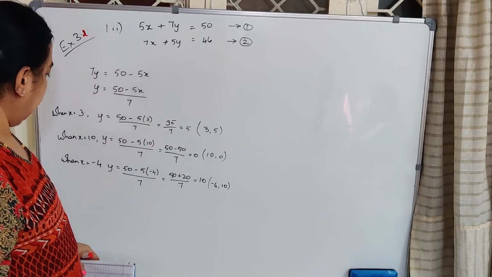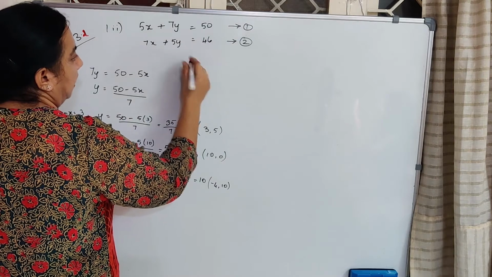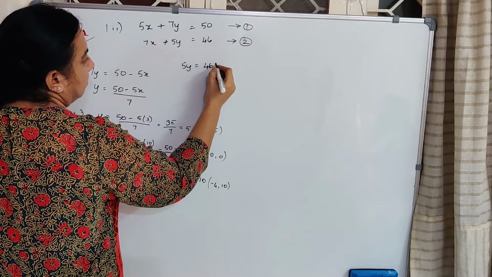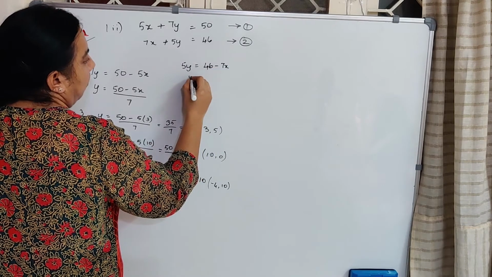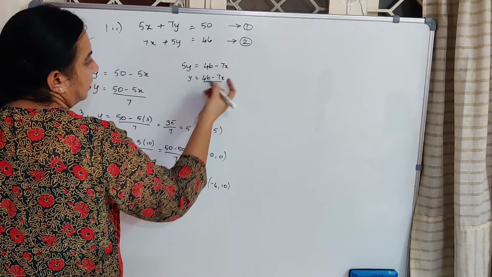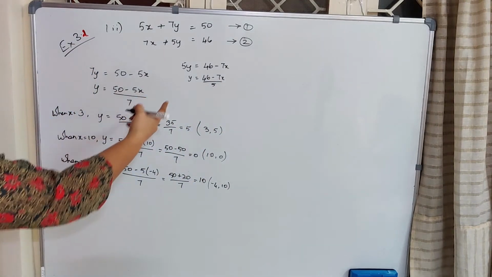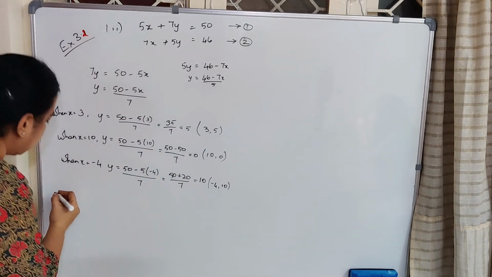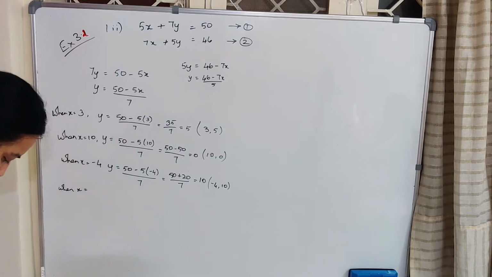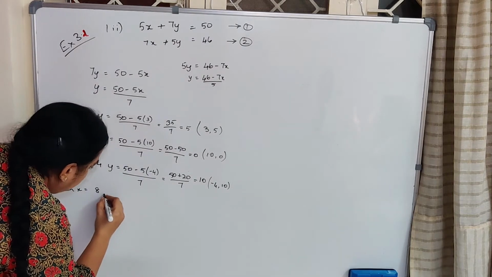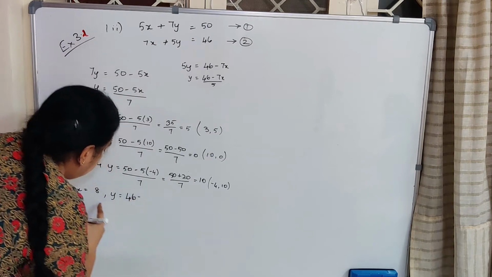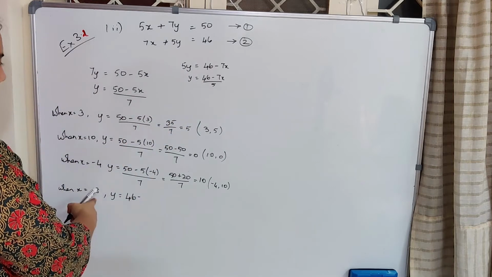And when I do the second equation, 7x, I'll keep 5y around here. 5y is equal to 46 minus 7x. So y is equal to 46 minus 7x by 5. This is the value of y. For this value of y, we use different values of x. Then x is equal to 8. Y is equal to 46 minus, I am substituting 8, right?